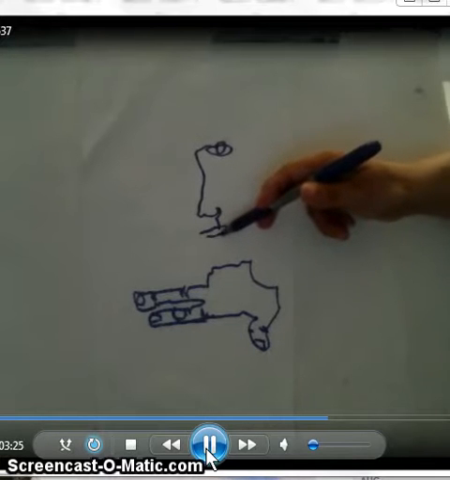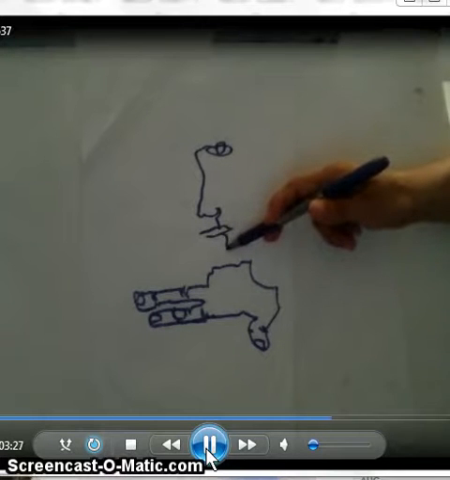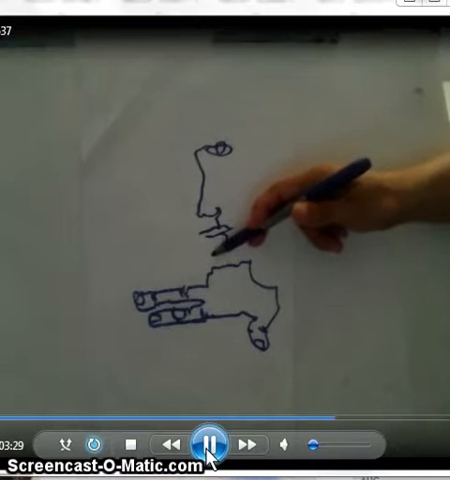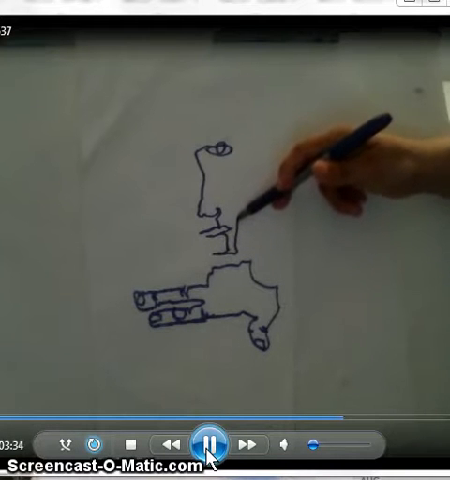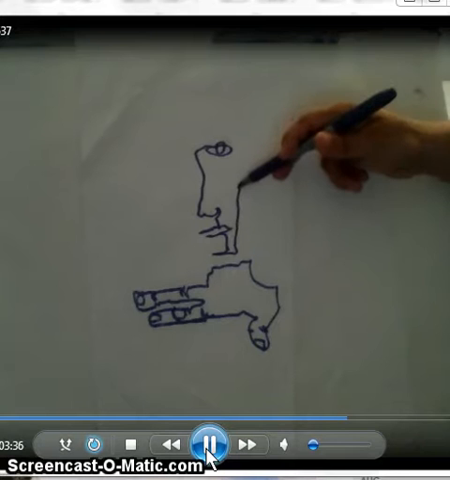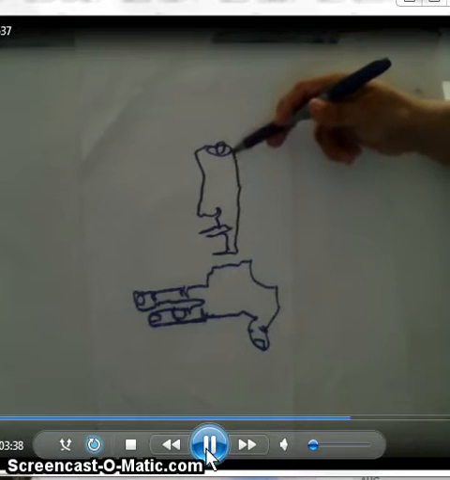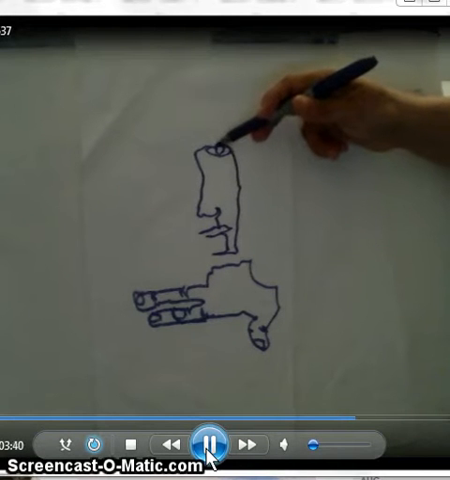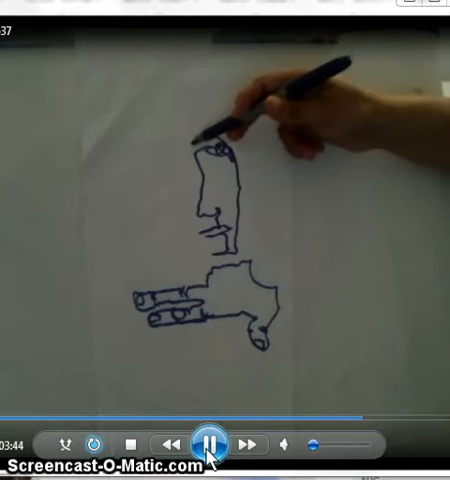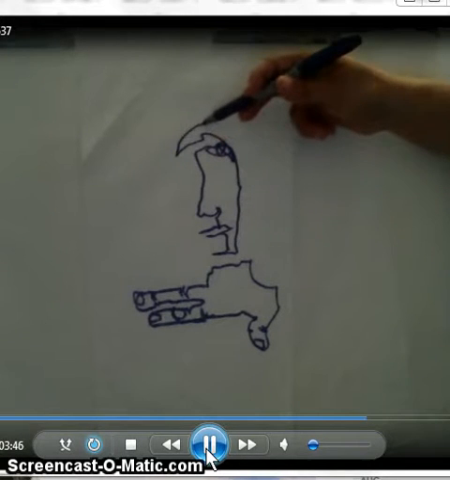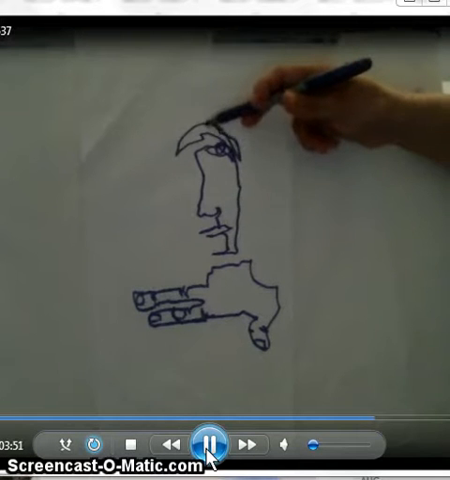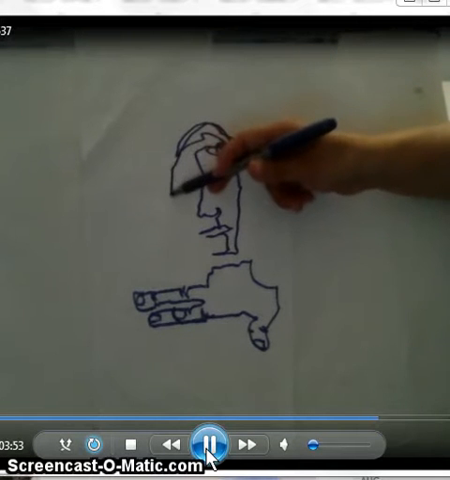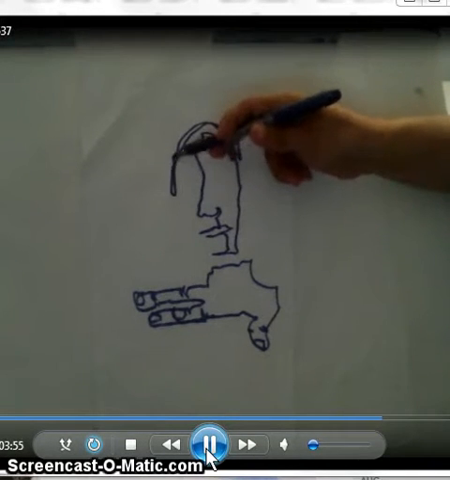I'm doing this rather quickly because it is an example, but when you do yours, take your time and really slowly follow that contour of the face. And just try to imagine that your eye is actually tracing that, doing the tracing. Do not try to look at your paper. Have the person that you're sitting with make sure that you do not look at your paper.